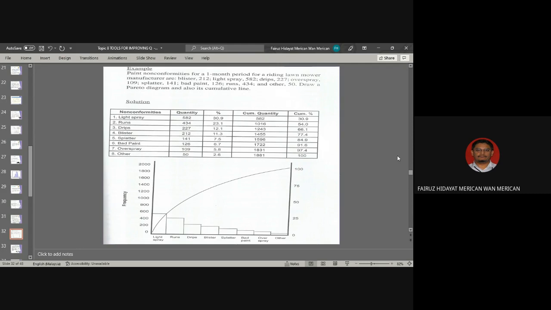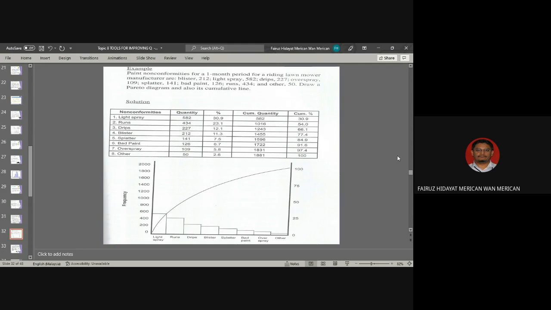And then drips. So when there is again too much paint, it tends to drip down, and it might affect other areas of the lawnmower. So we have the 12%, blisters. When you have the paints that are sticking out, when it dries out, it's not evenly coated. So there are some paints that are sticking out, and they can become flaky and so on. 11.3% splatter, when paint is splattered all across the product. 7.5% bad paint, right? 6.7% overspray, so too much spray being used or too much paint, 5%, and others 2.6%.